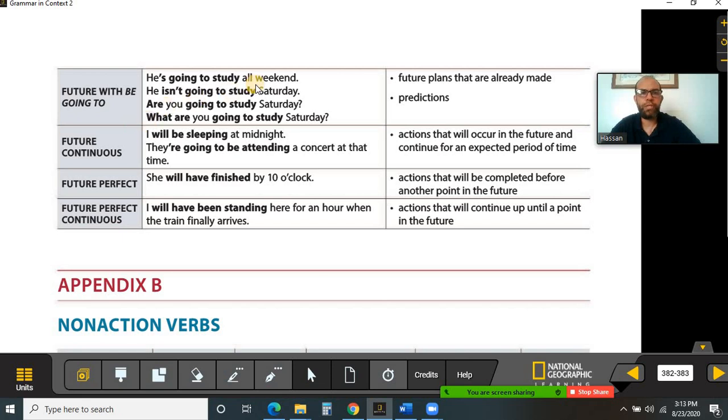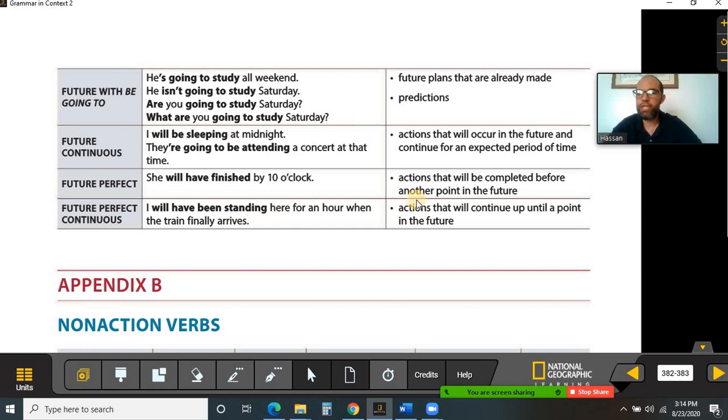He is going to study on the weekend, so he has a plan to study on the weekend. He isn't going to study Saturday. He has a plan not to do it. He has a plan not to study this Saturday, so it's also a plan. Are you going to study Saturday? What are you going to study Saturday? So remember, when you have a plan, use be going to. When you have a plan to do something in the future, use be going to. When there is no plan to do something in the future, use just will.